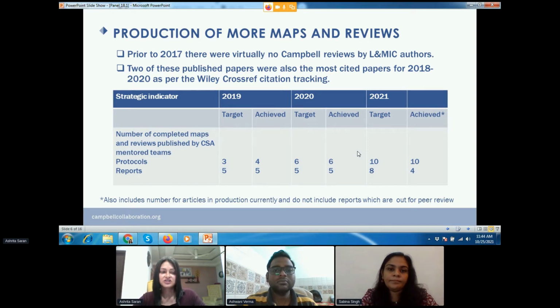Now, if we go by the strategic indicators and the numbers, we were able to achieve our targets for 2019, 2020, and 2021 for the protocols being published in the Campbell Wiley Journal, with the numbers 6 and 10 for 2020 and 2021 respectively. If we talk about the reviews, we were able to again meet our targets for 2019 and 2020. For 2021, the target is 8 currently, and we have achieved 4 so far. That includes 2 being published and 2 currently in production. There are approximately 3 reviews which are currently under the peer review production processes.